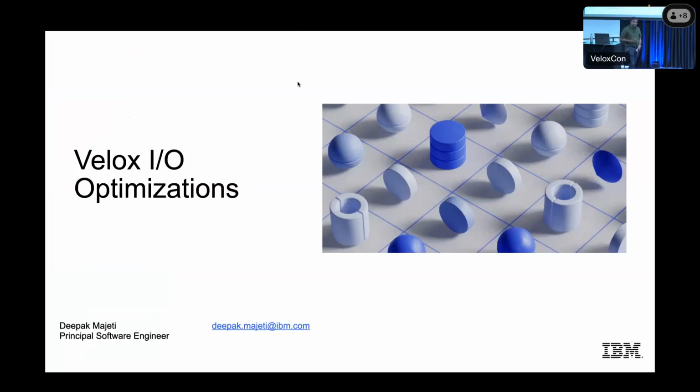Yeah, I'll quickly cover the Velox IO optimizations. I know we're running out of time. So the main motivation for me to present this talk today is, one, table scan, as we saw in Ori's talk and even in IBM, we are seeing it is the main top operator in the query performance, like it takes the most time.